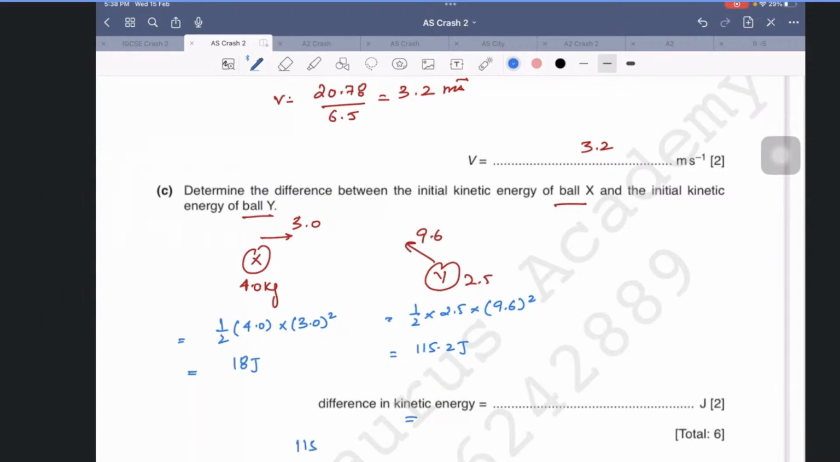So 115.2 minus 18, and that would be 97.2. So either you can get away with this, or you can just write 97 joules. Both answers are correct. Please do not attempt to write it as 100, or anything larger than 97.2. That would be wrong. Okay.